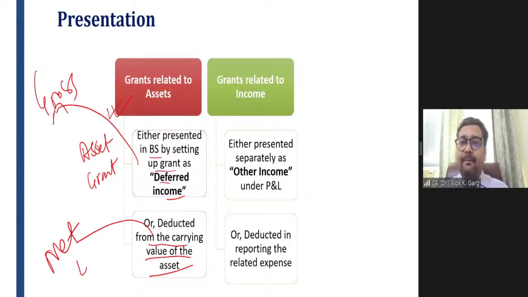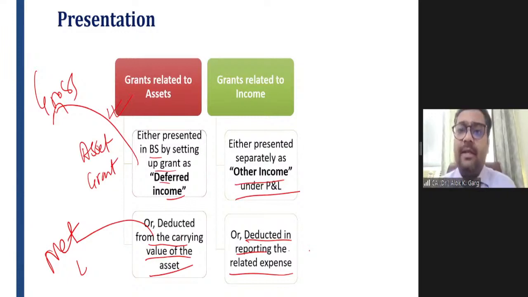Grant related to income. If the grant is related to income, it means grant relating to expense. So government is giving you grant either due to the past compliance of some condition related to expenses or the future compliance of some condition related to the expenses. If grant is related to income, then it has to be separately stated as other income under P&L, or deducted in reporting the related expenses.